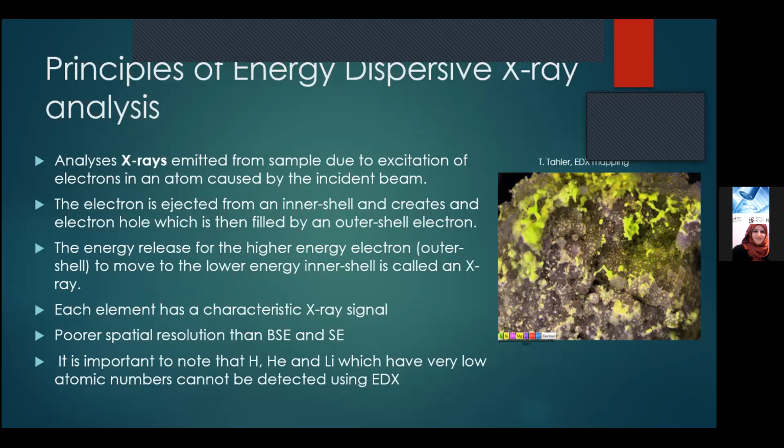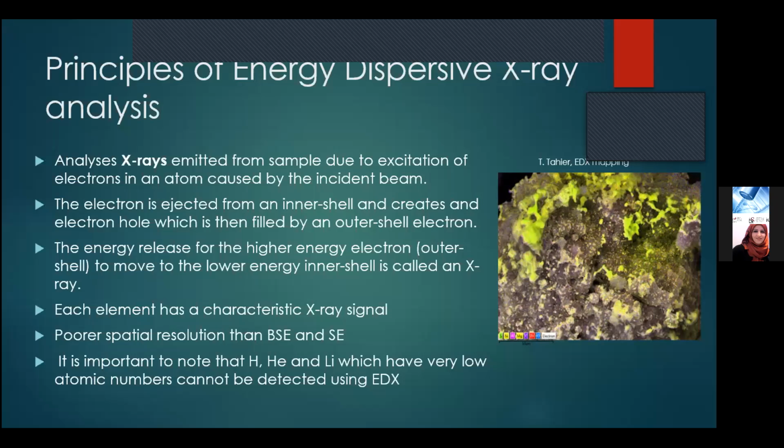So the EDX is used for analyzing the X-rays that are emitted from samples due to excitations of electrons in an atom caused by the incident beam. So the electrons are usually ejected from an inner shell and create an electron hole, which is then filled by an outer shell electron, and this emits that X-ray. So the energy that's released from the higher energy electron, the outer shell, as it moves to the lower energy inner shell is called an X-ray. I hope that makes sense.